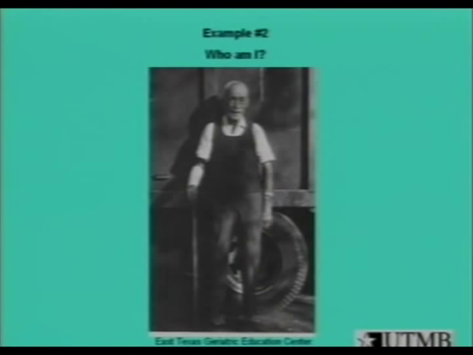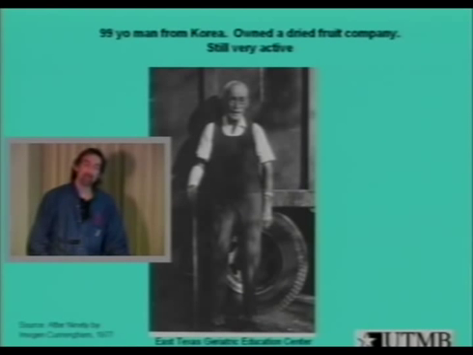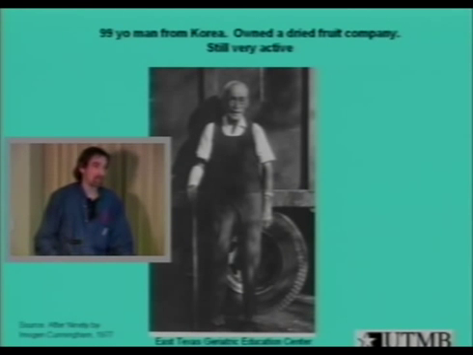This man, he's Asian, right? Maybe a little frail. Has a very interesting stick that he uses for walking. Sometimes the dress and little things about the people make a big difference. He's 99 years old. He's from Korea. He owned a dried fruit company, and he's still a very active person within his community.